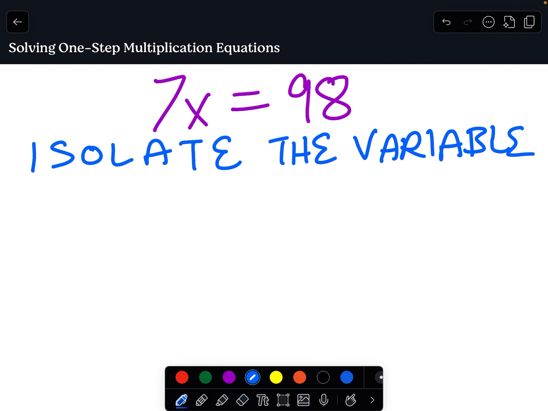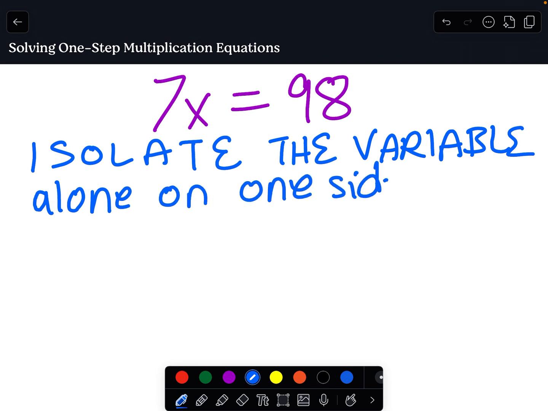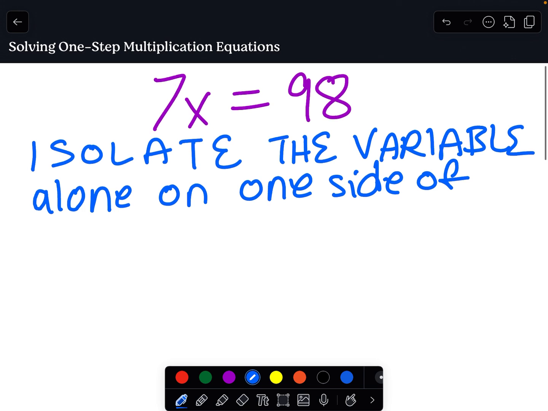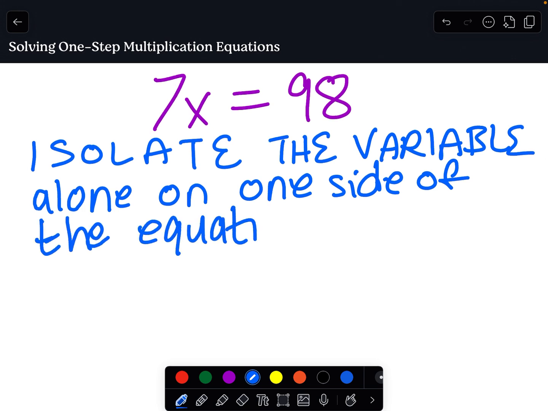And by isolating it, we want it to be alone on one side of the equation. And what that means is we want it on one side of the equal sign, which means it could be to the right or to the left. We want it to be alone on one side of that.